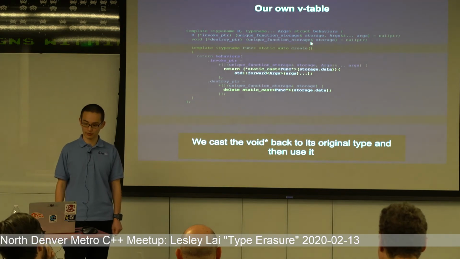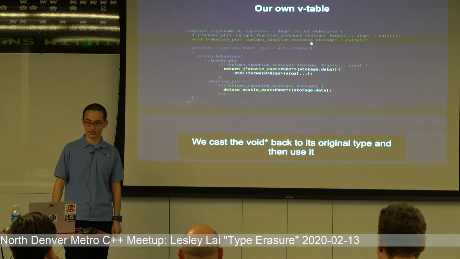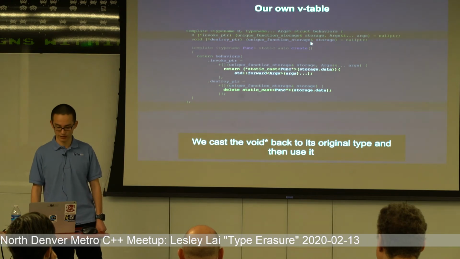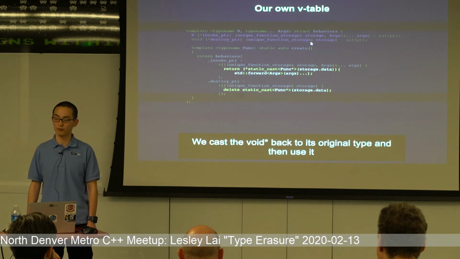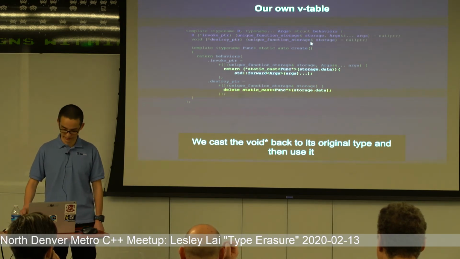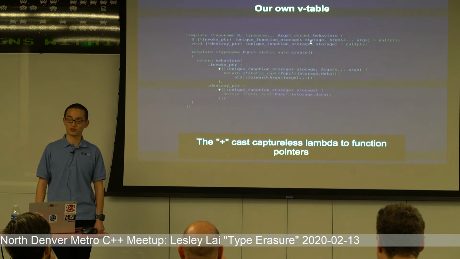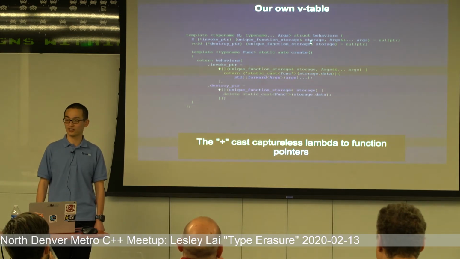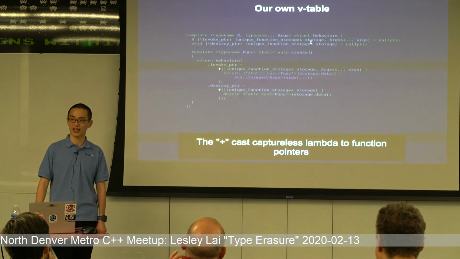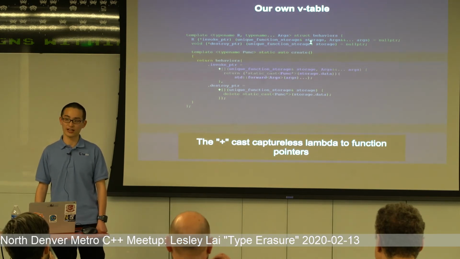We had a cast before in our C-style type erasure. Now we also need to do this kind of cast ourselves to cast the storage, because it's a void star, back into the original type we want. This plus is just a trick to cast a lambda into a function pointer, because a lambda is an object. You cannot do arithmetic on objects, but function pointers are kind of pointers, so you can add plus to a pointer. That's why you can use this trick to force a lambda to become a pointer.